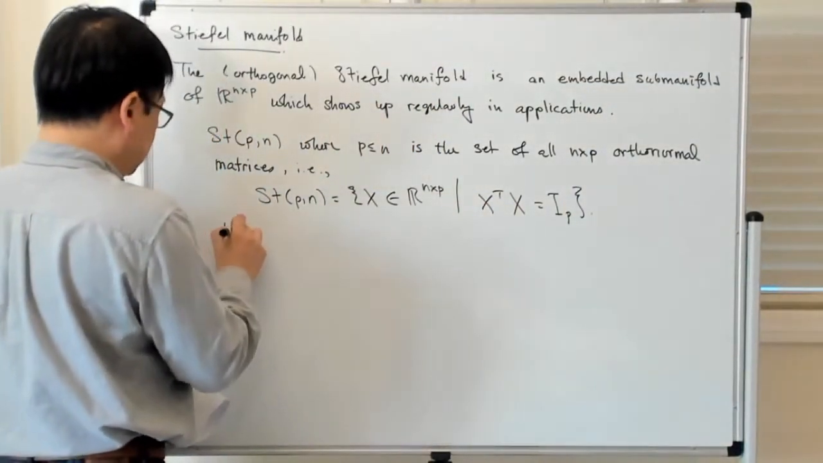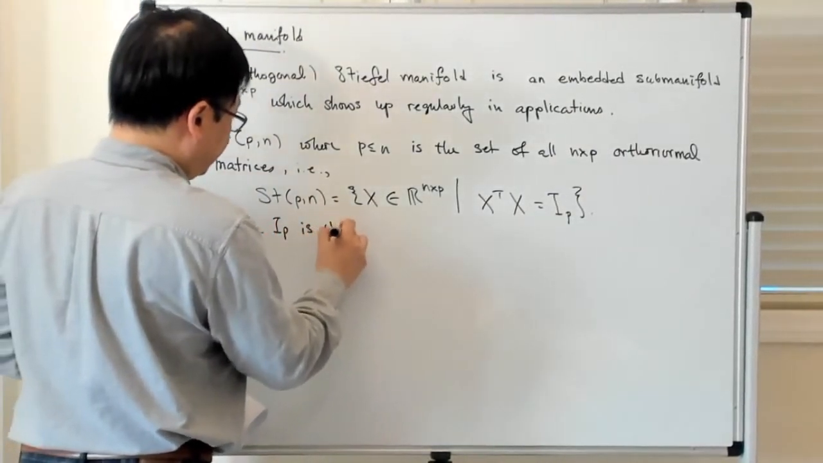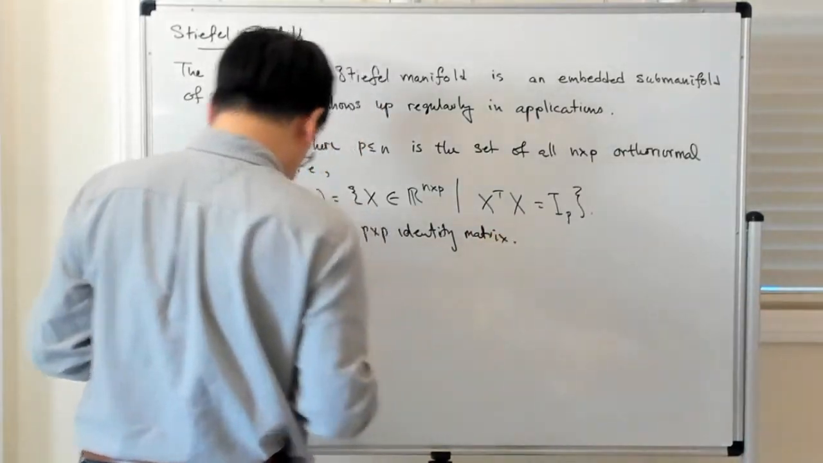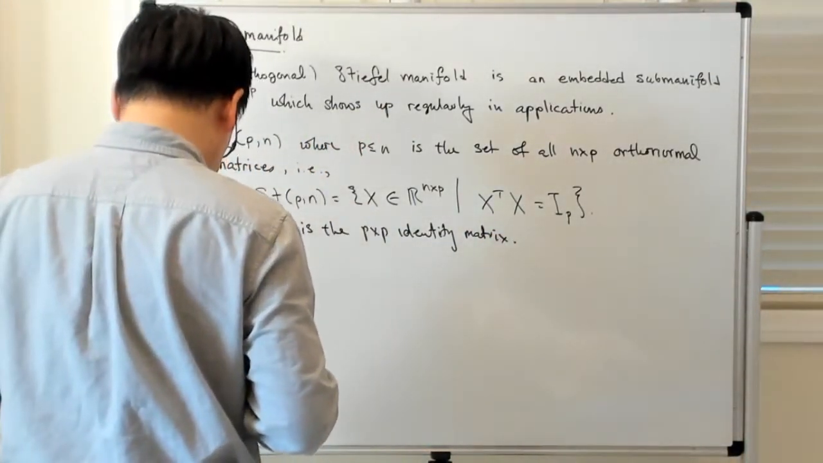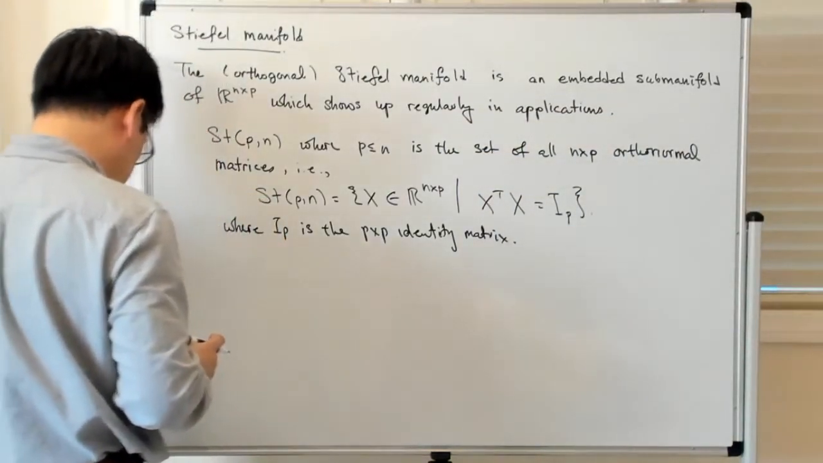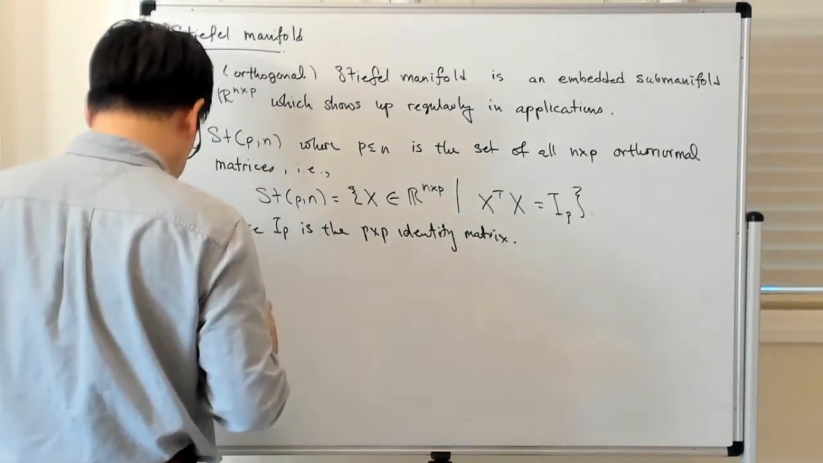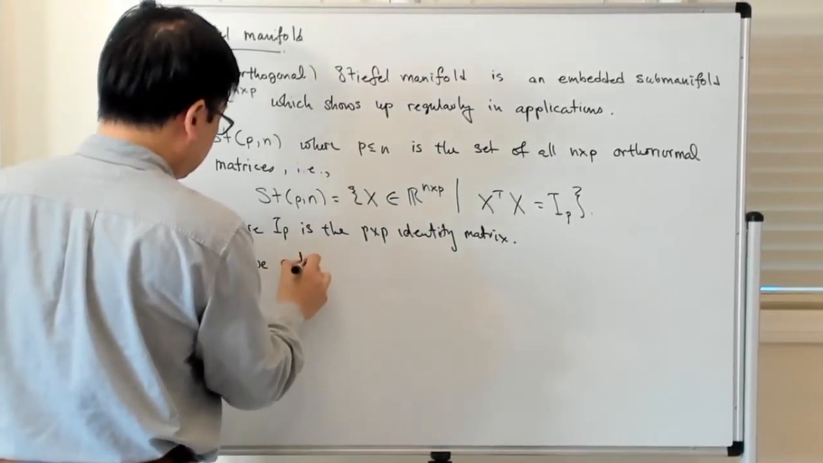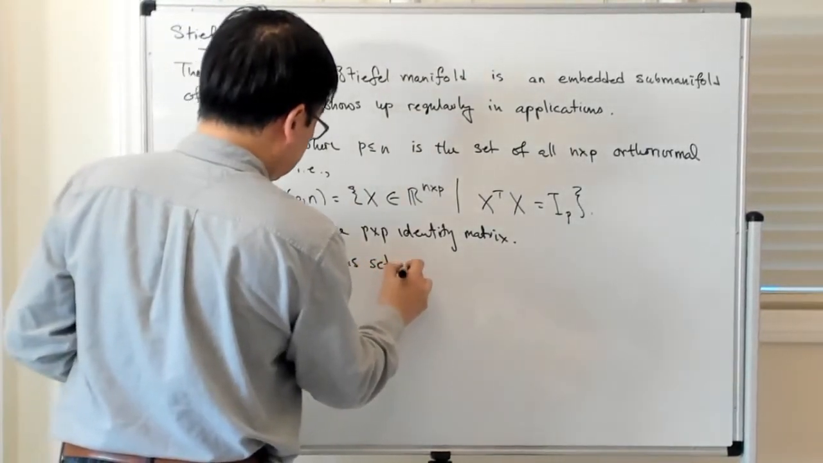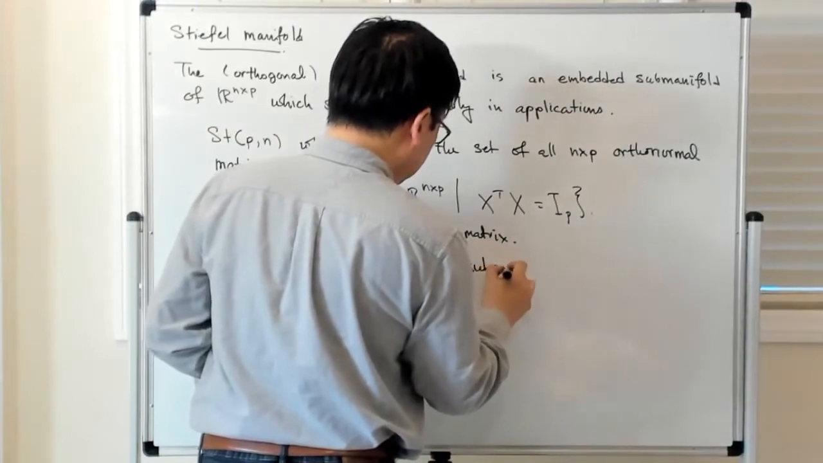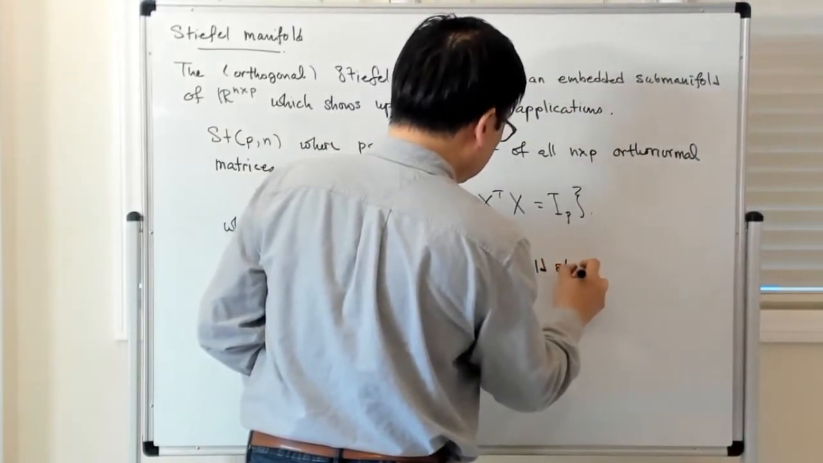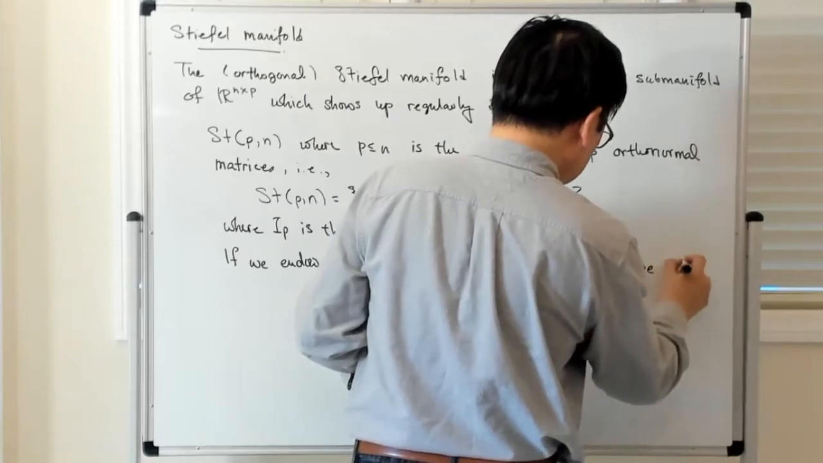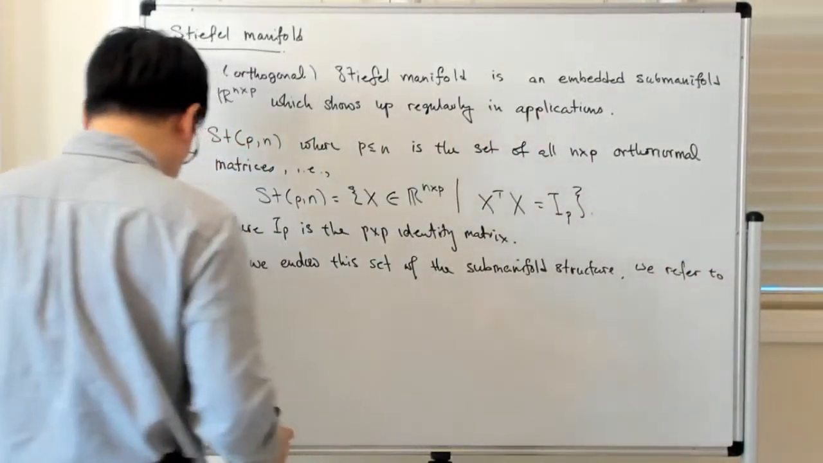It's the P by P identity matrix. And then if you endow this set with the submanifold structure, we refer to this as the orthogonal or compact Stiefel manifold.